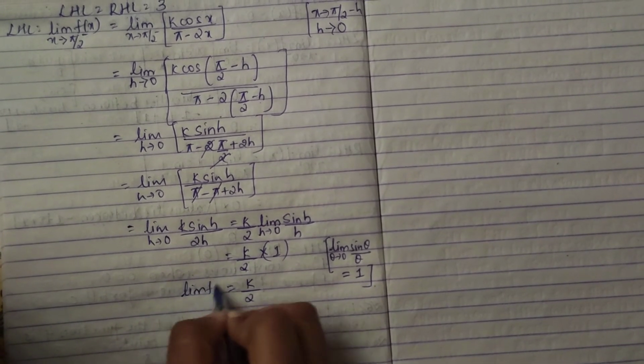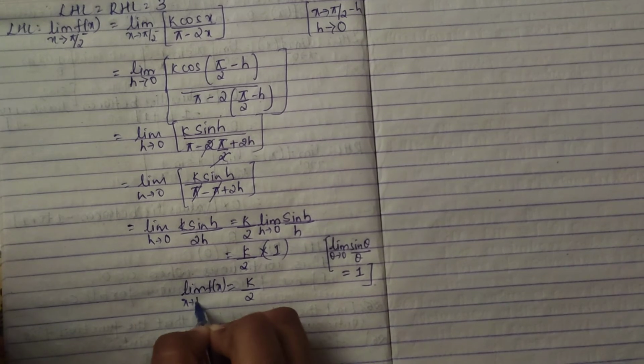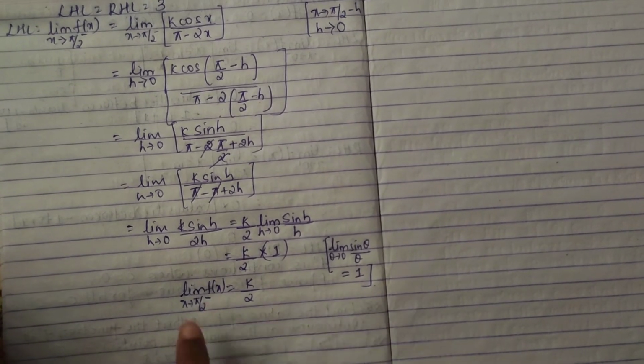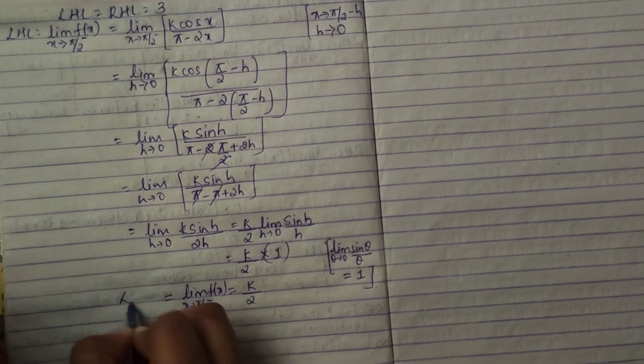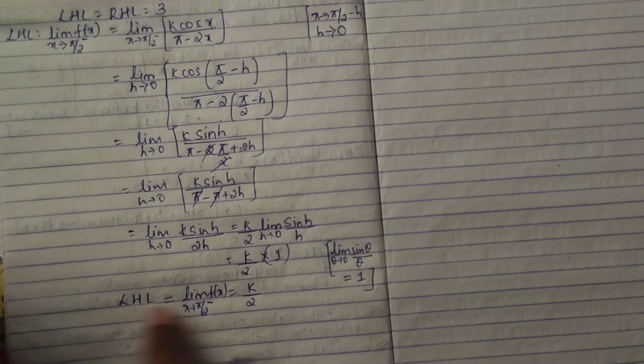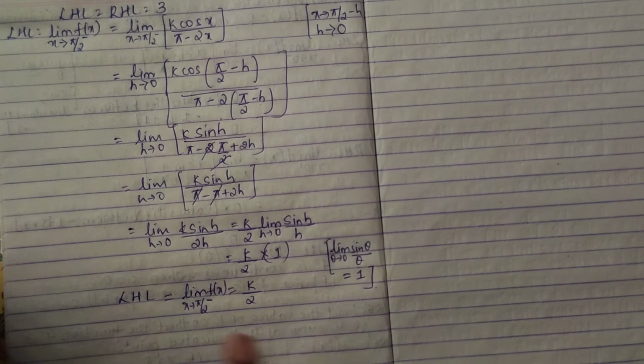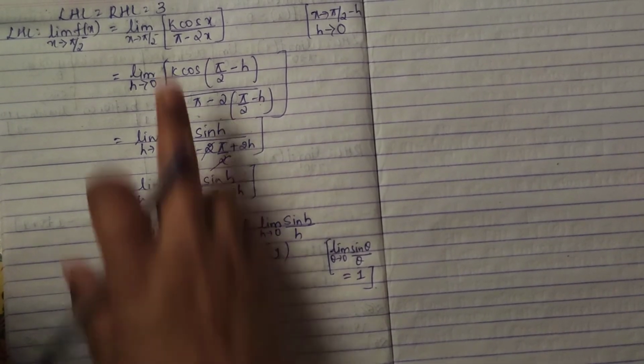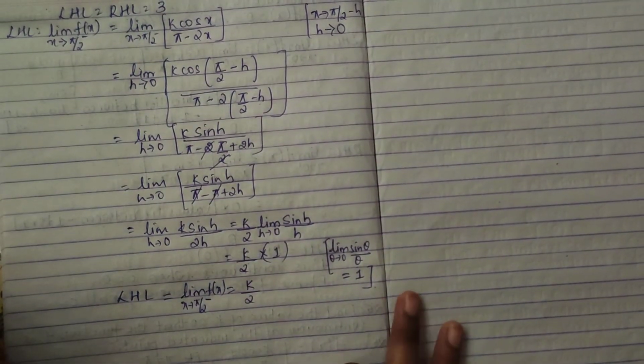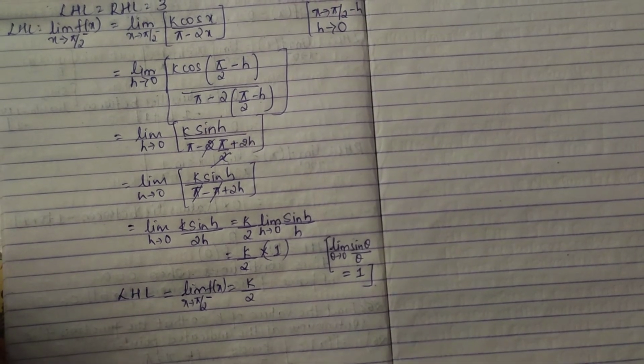So, limit f of x as x tends to pi by 2 minus will get k by 2. This is your LHL. So, LHL you have got k by 2. RHL also you can do either of them, because for one k by 2 you have got and for f of pi by 2 you have got it already. So, just LHL you can go for it.